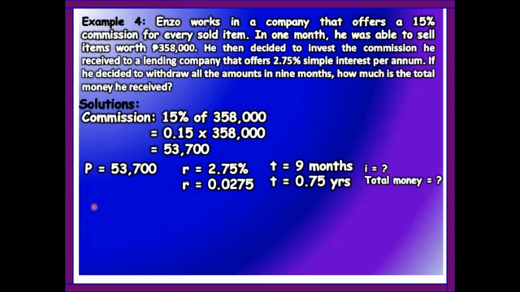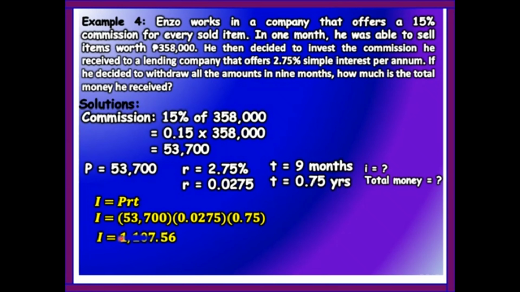Okay, so the formula to find the interest is I equals P times R times T. And we will substitute all of the given to this formula. So that's going to be 53,700 multiplied by 0.0275 multiplied by 0.75. Next, multiply these three numbers. We will get 1,107.56. This is the interest only.